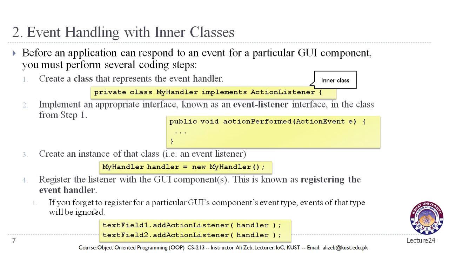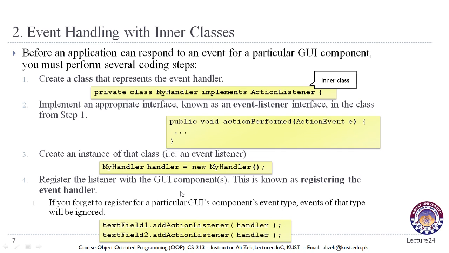If we forget to associate or register a particular GUI component's event type, for example, if we forget to do this for text field 1, we will not be getting any response from text field 1 even if we try to hit the enter key. Events of that type will be ignored. So this is the process of registering an event listener with a GUI component.